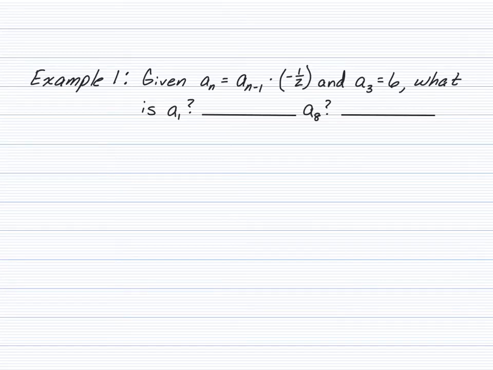All right, so let's take a look at the first example here. We are given that a sub n is equal to a sub n minus 1 times negative 1/2. This is your recursive equation. Your recursive equation, remember, is a sub n equals a sub n minus 1 times r. Well, what this tells us is that our common ratio is going to be negative 1/2.